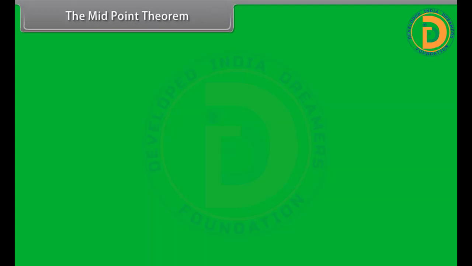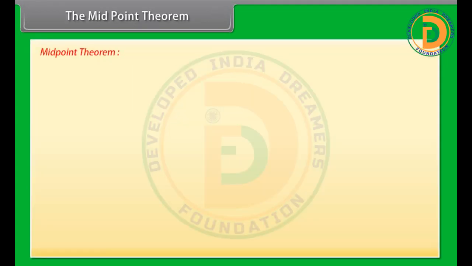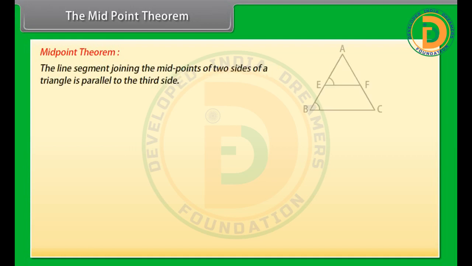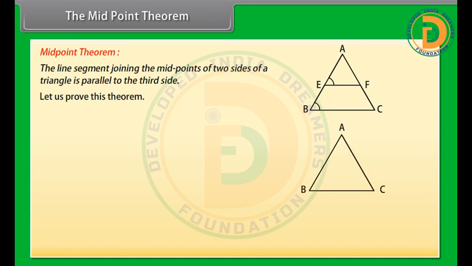The midpoint theorem. Now we'll study about the midpoint theorem, which says that the line segment joining the midpoints of two sides of a triangle is parallel to the third side. Let us prove this theorem. Draw a triangle ABC. Mark a point E, the midpoint of AB, and F, the midpoint of AC. Draw a line CD parallel to AB, which intersects the extended EF at D. We have to prove that EF is parallel to BC.